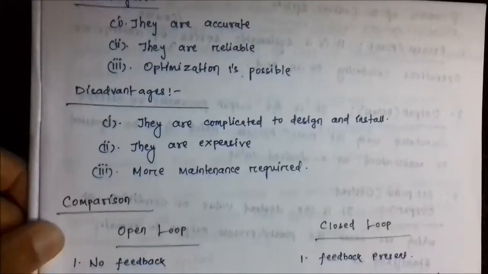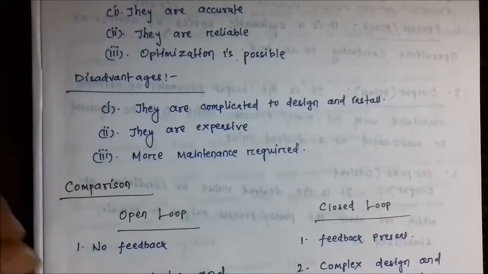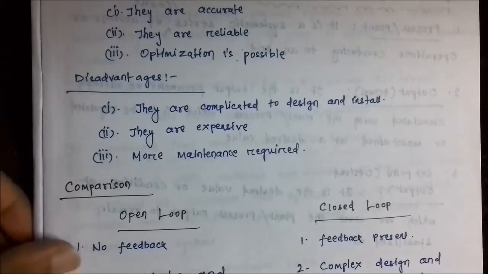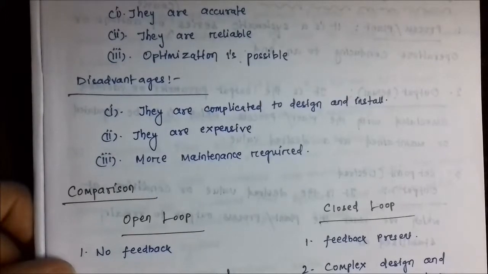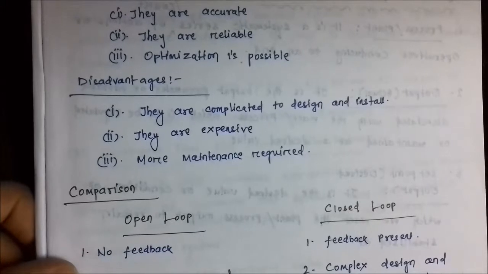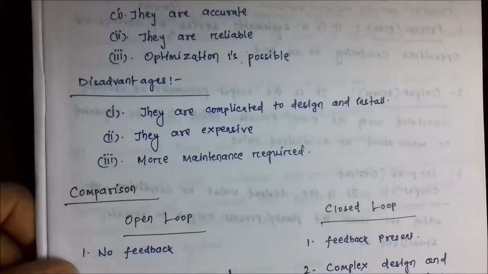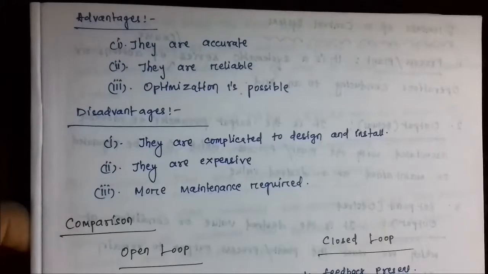And the disadvantage is that as there are a lot of complicated connections between the output and the input, the feedback connections, they are a little bit complicated to design and install. And as more equipment is involved, they are expensive and more maintenance is required as there are more components involved. So these are some of the advantages and disadvantages associated with the open loop and closed loop systems.